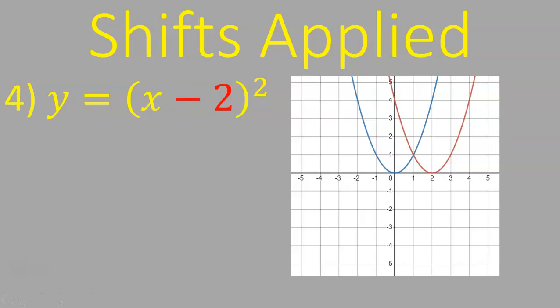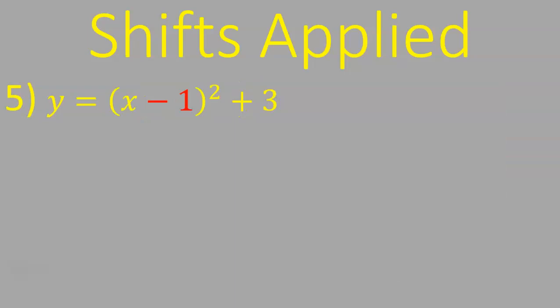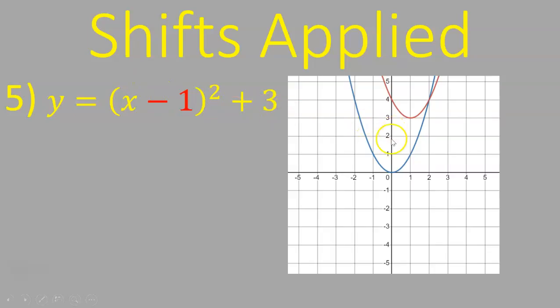So notice to move the vertex, you must add or subtract somewhere in or outside the function. You could do a combination. So in this case, you're subtracting on the inside and adding on the outside. So notice it went both right 1 and up 3. Here, and really in any of the problems so far, you can think that on the inside, you change the sign. On the outside, you leave it alone. So the point 1, 3 is the vertex. Okay, and there's that coordinate. So again, change the sign on the inside, but not on the outside.